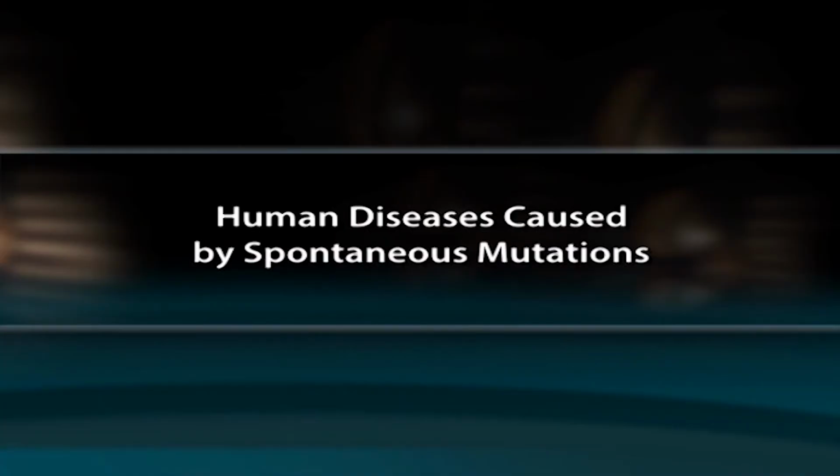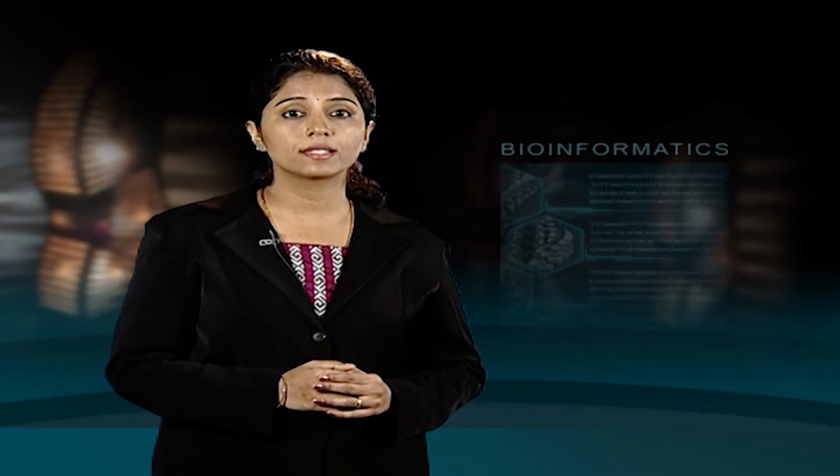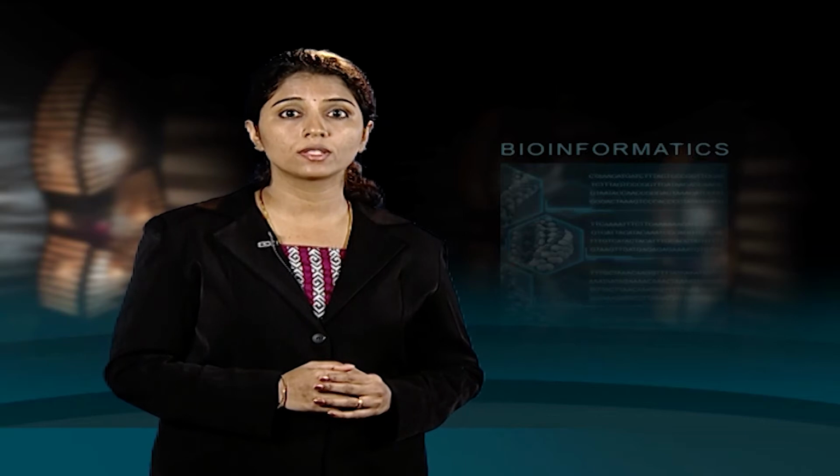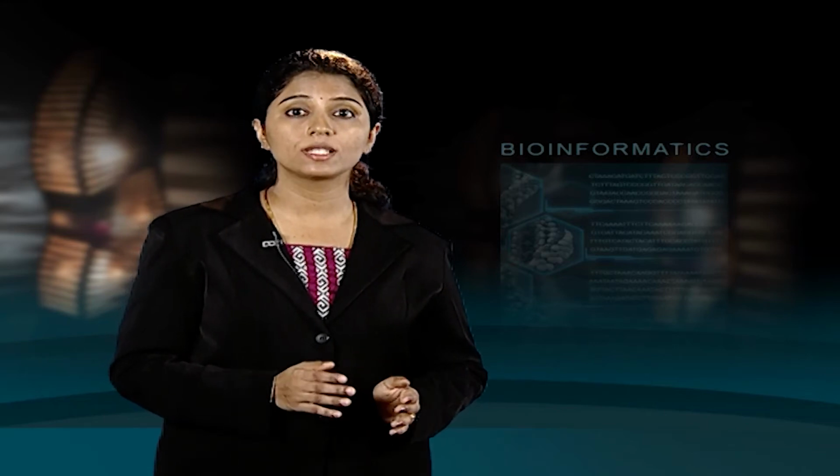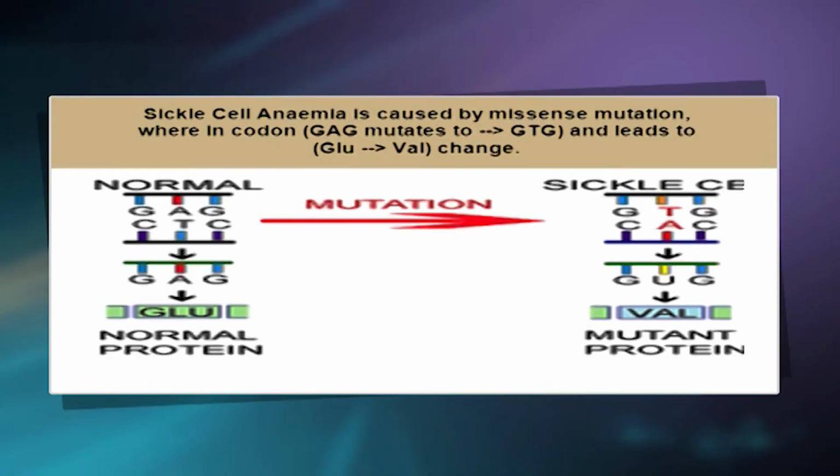Human diseases caused by spontaneous mutations. Sickle cell anemia in humans is caused by a single missense mutation at codon 6 of the beta globin gene. As a result of this mutation, the glutamic acid at position 6 in the normal protein is changed to a valine in the mutant protein as shown in the figure.